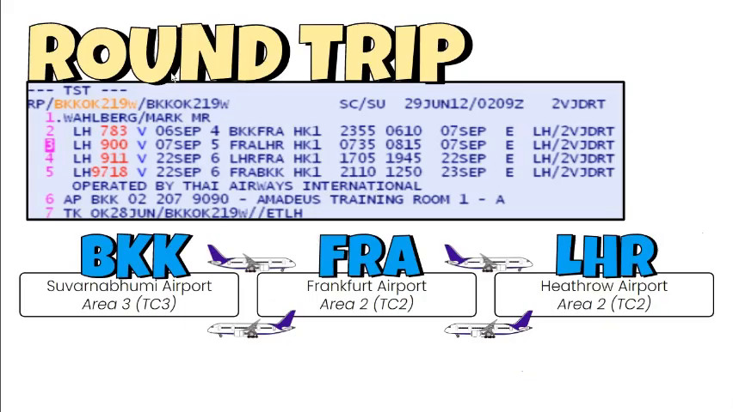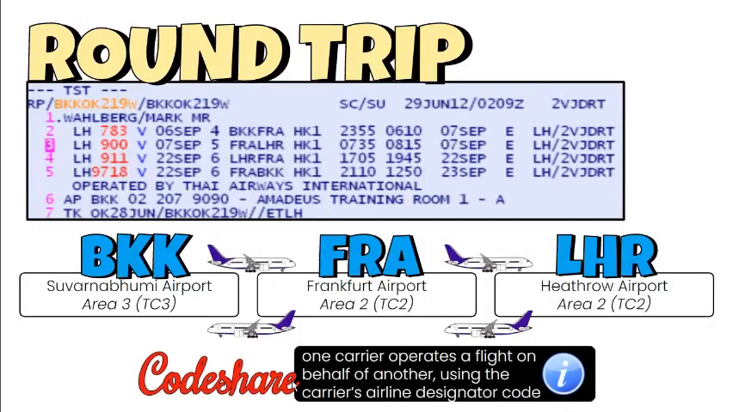Here's another return itinerary. Observe the inbound flight. The last flight segment is with Lufthansa, however, it is going to be operated by Thai Airways International. This agreement between airlines results in codeshare. To define formally, it is when one carrier operated a flight on behalf of another, using the carrier's airline designator code.